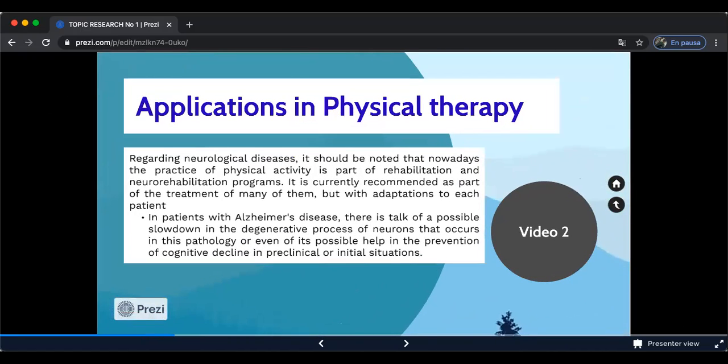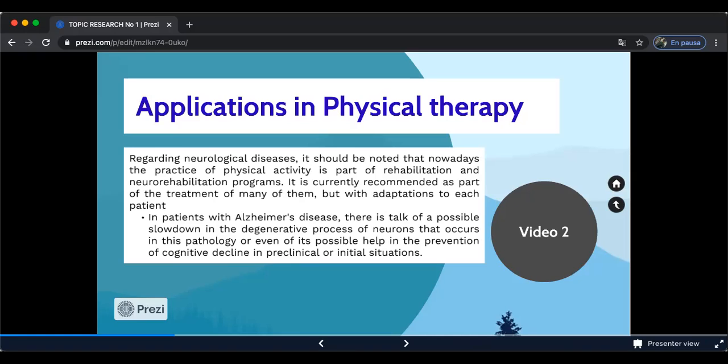In the application of physical therapy regarding neurological disease, it should be noted that nowadays the practice of physical activity is part of rehabilitation and neurorehabilitation programs. It is currently recommended as part of the treatment of many of them, but with attention to the patients.